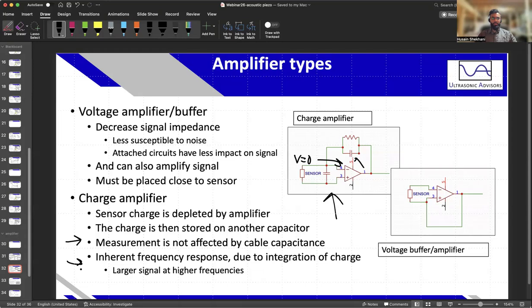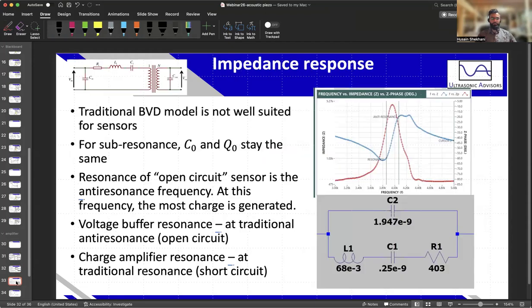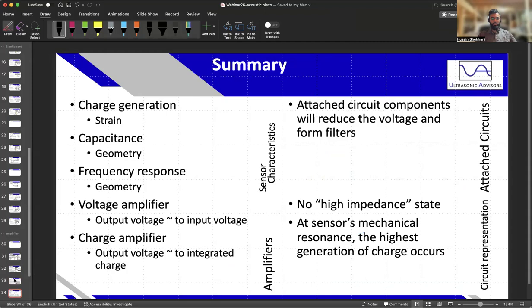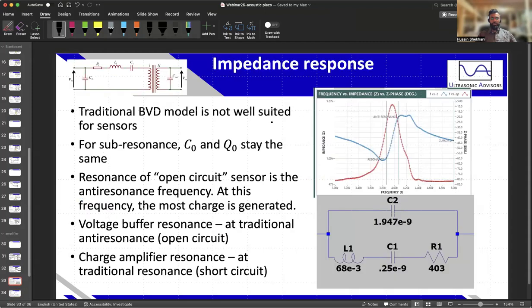So there's an inherent frequency response, and it's due to the integration of charge. So you will have a different response because of the integration rather than the proportionality which the voltage amplifier gives you. And I'll just go to the last slides quickly.